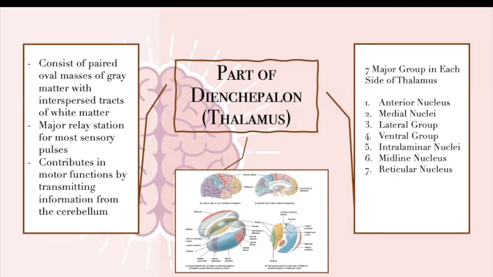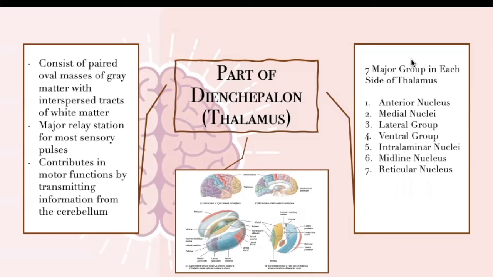The fourth is the ventral group. The fifth is the intralaminar nuclei. The sixth is the midline nucleus, which forms a thin band adjacent to the third ventricle and has a presumed function in memory and olfaction. And the last one is the reticular nucleus that surrounds the lateral aspect of the thalamus.